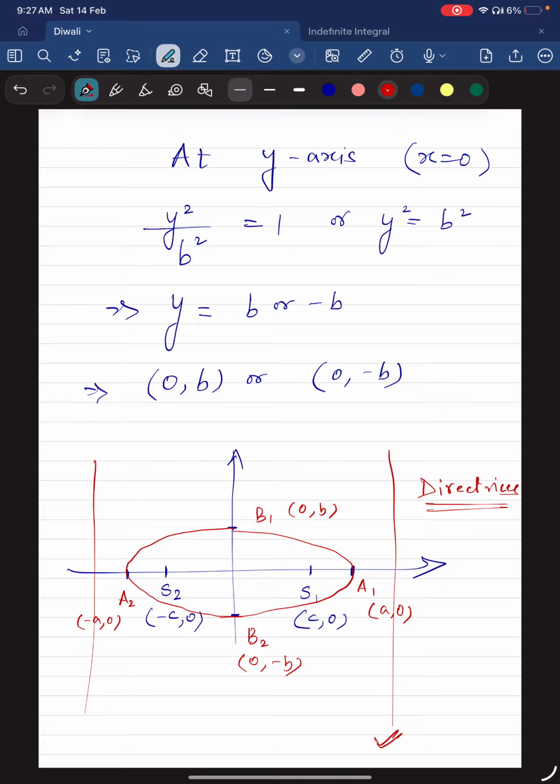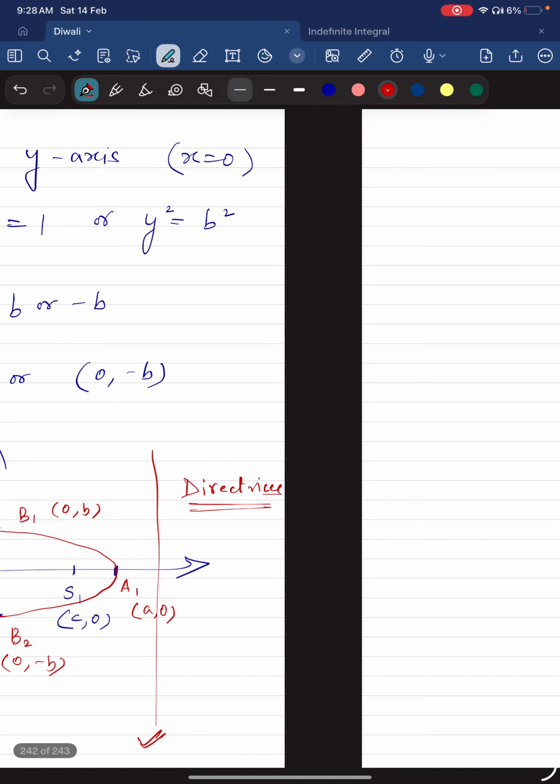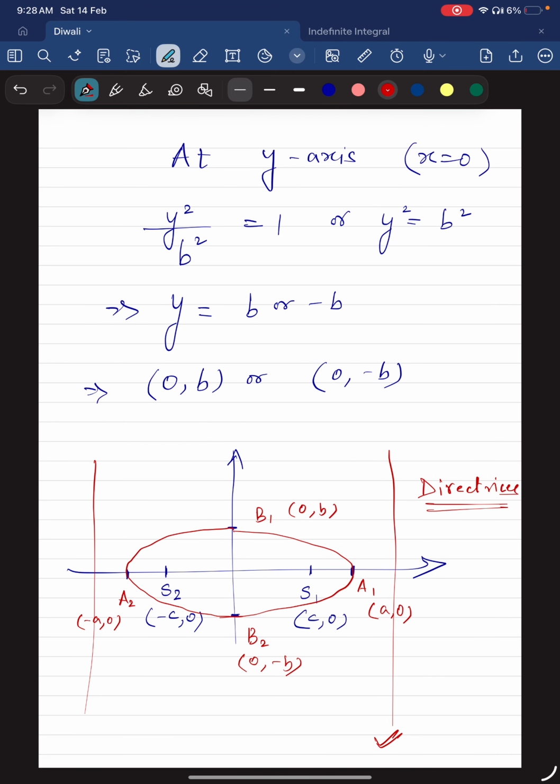This one would be for focus S1, and this one would be for focus S2. Now, where I need to place this directrix, after A1 or between S1 and A1 or before S1, needs to be clarified first of all. So for that, let's consider this point B only.